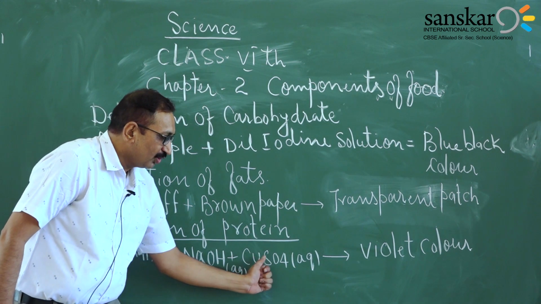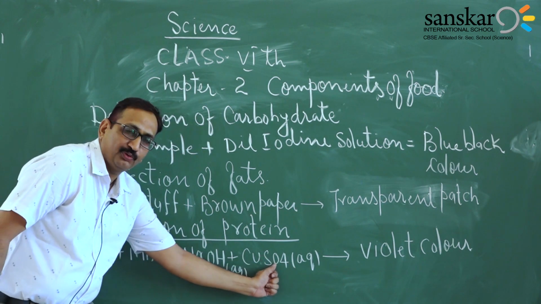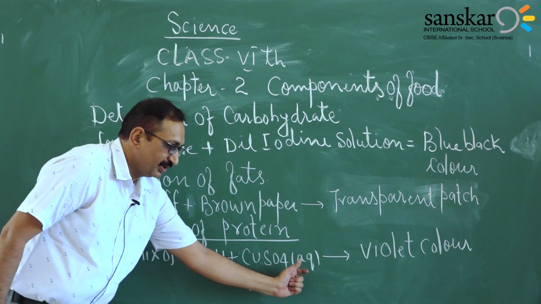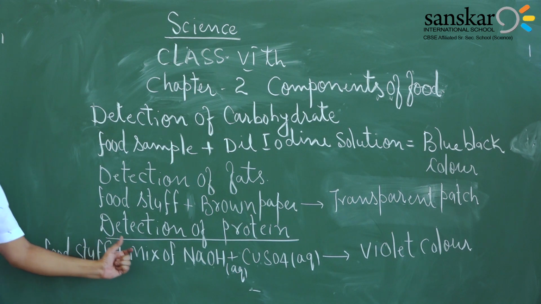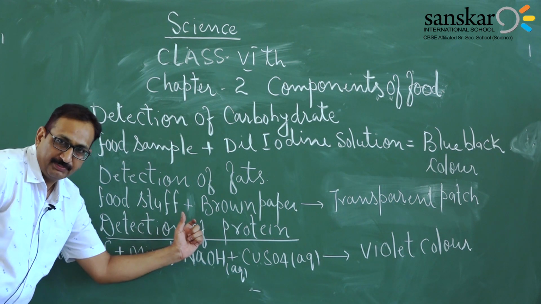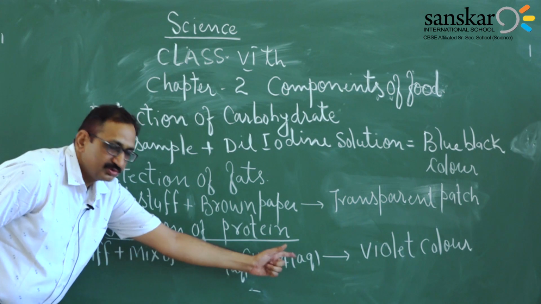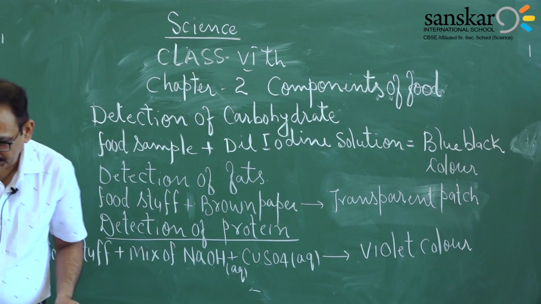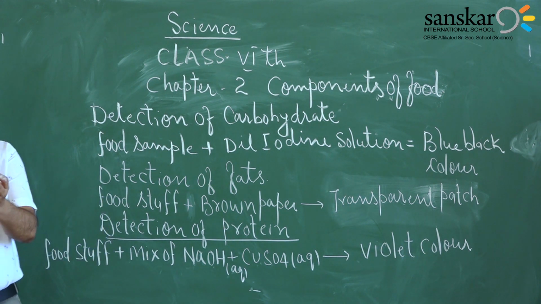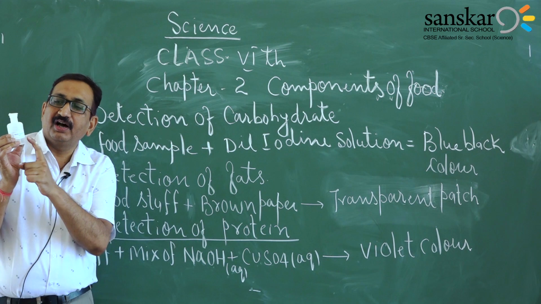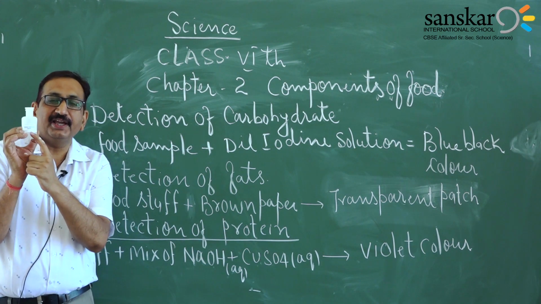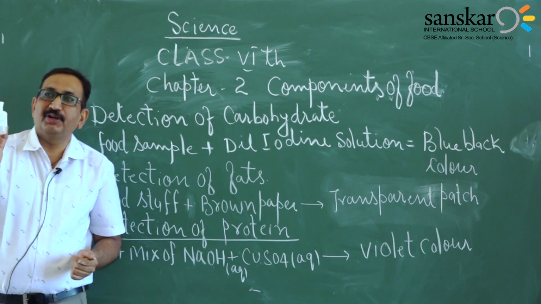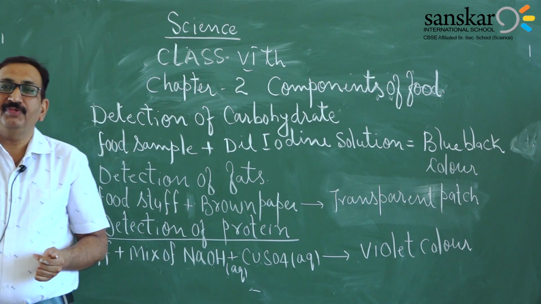After that I have written copper sulfate, CuSO4, and in brackets I have written aq, an aqueous solution of copper sulfate. It means here I have the mixture of a solution of sodium hydroxide along with a solution of copper sulfate. Now I will show you these two things. Students, in this bottle I have sodium hydroxide. This is the aqueous solution, in liquid form.